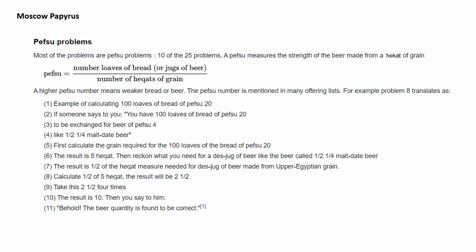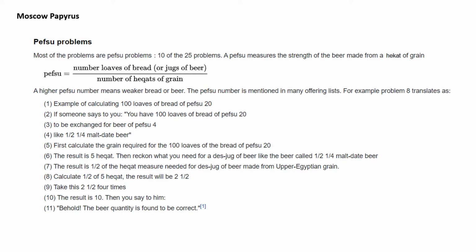Now, a large quantity of the Moscow Papyrus, 10 out of the 25 problems, is devoted to so-called Pefsu problems. Now, Pefsu is a measure of the strength of beer or of bread. So Pefsu is equal to the number of loaves of bread or jugs of beer divided by the number of hecats of grain, where a hecat is a measure of grain which is equal to about 4.8 litres.